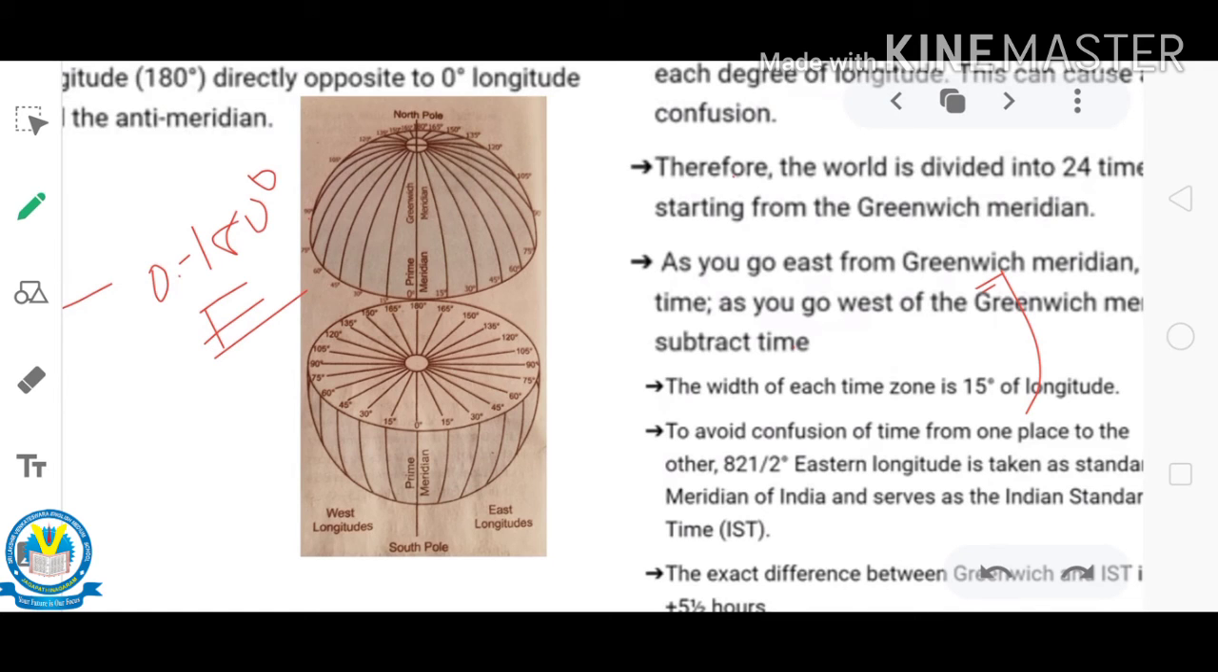Therefore the world is divided into 24 time zones starting from the Greenwich meridian. As you go east from the Greenwich meridian, you add time. As you go west from the Greenwich meridian, you subtract time. The width of each time zone is 15 degrees.